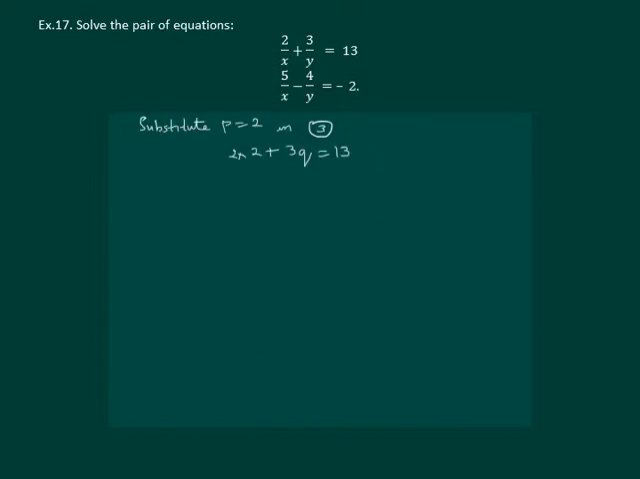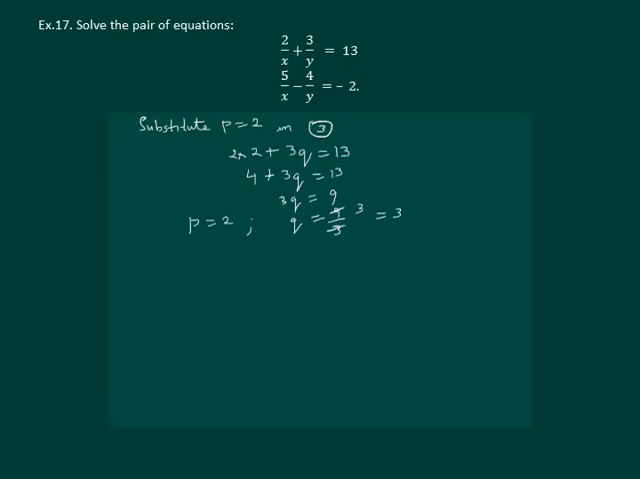We get 2 into 2 plus 3q equal to 13, or 4 plus 3q equal to 13, 3q equal to 9, q equal to 9 by 3, that is 3. So we have the values of p and q, but in the question the variables were x and y. Actually we have to find the values of x and y.